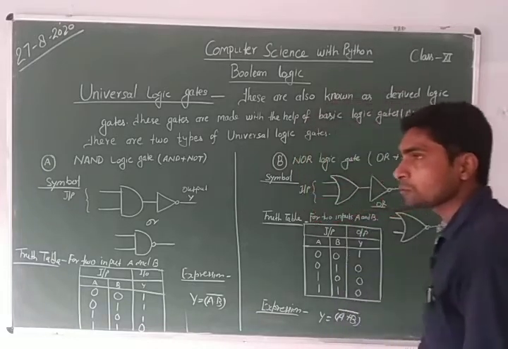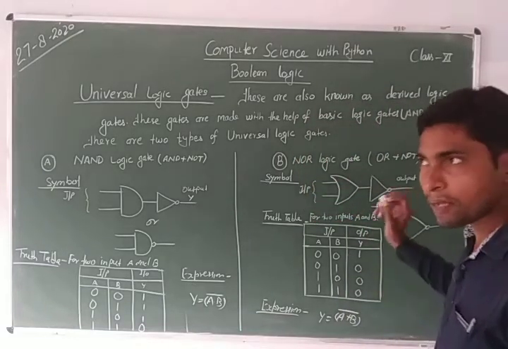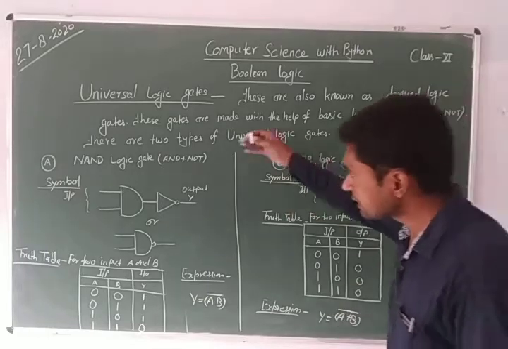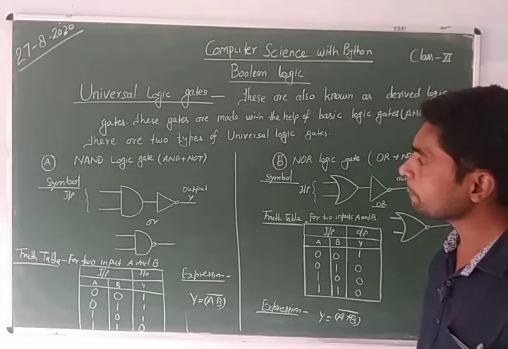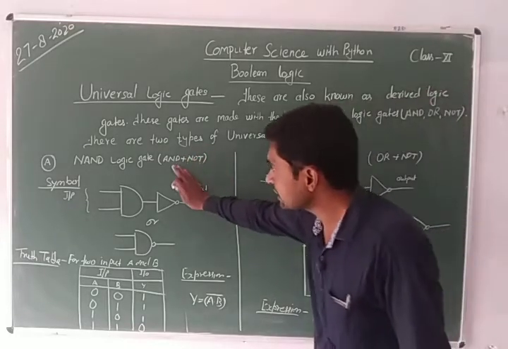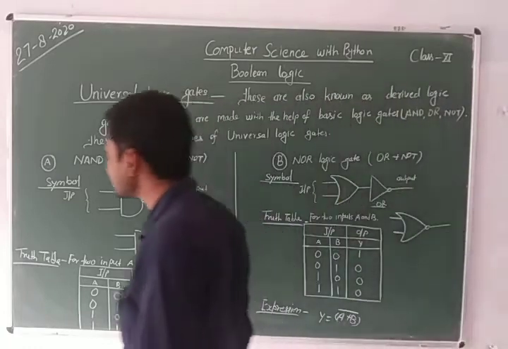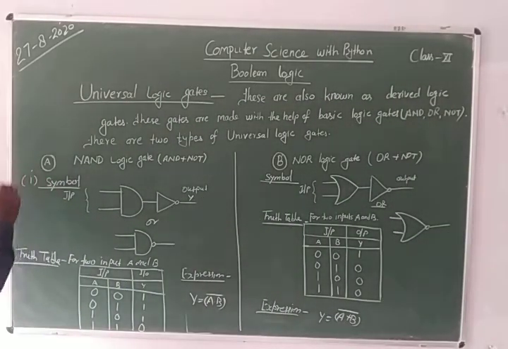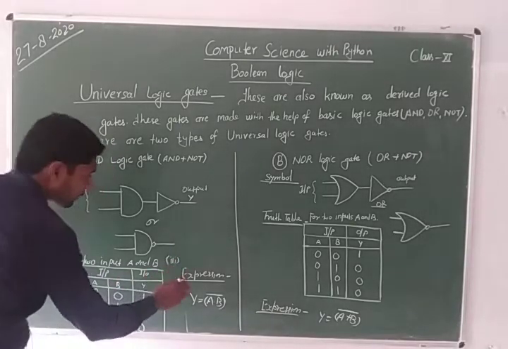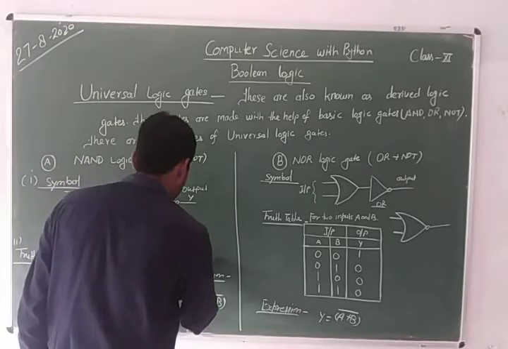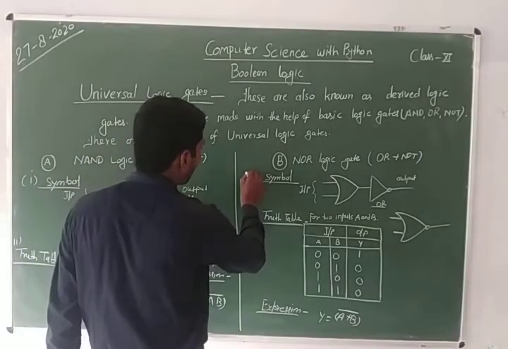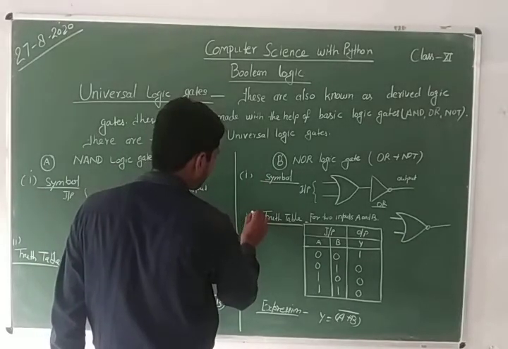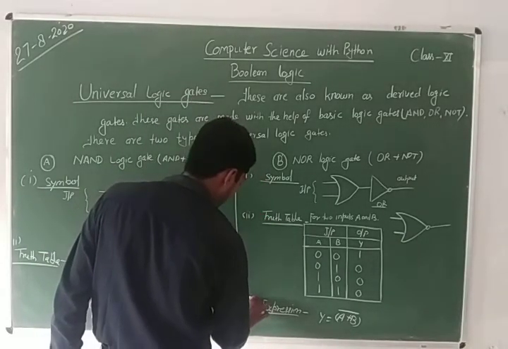Now, to understand the behavior and principle of these logic gates, I divided the whole information about these into three parts: first the symbol, second the truth table, and third the Boolean expression. Similarly for this, first, second, third.